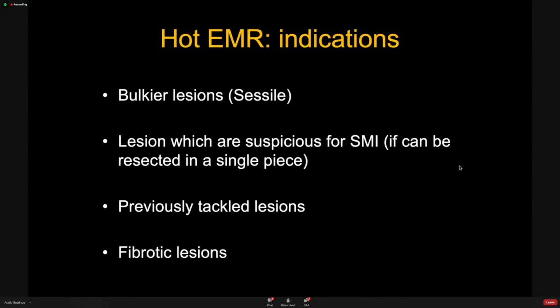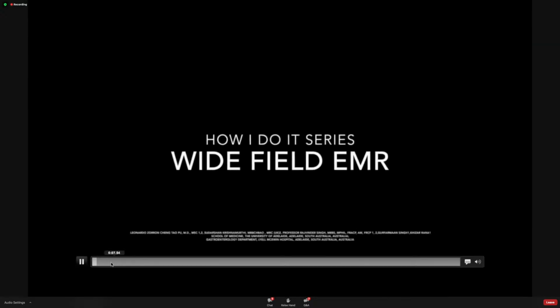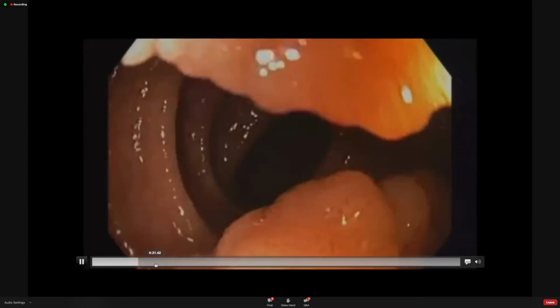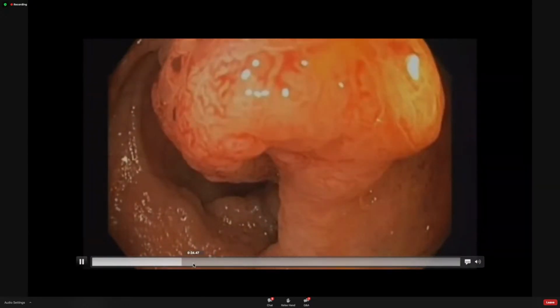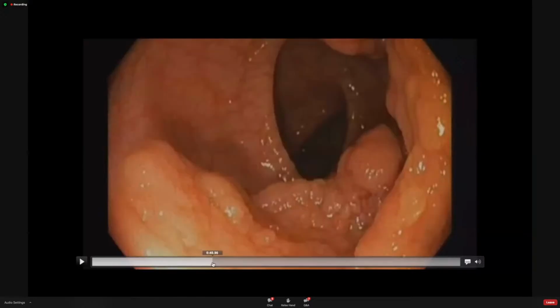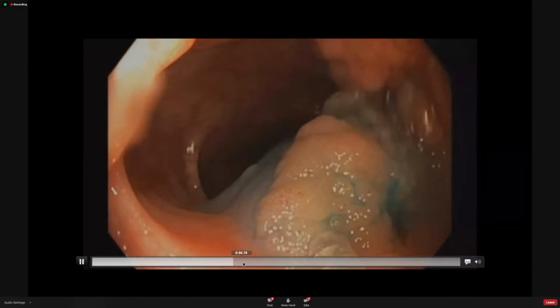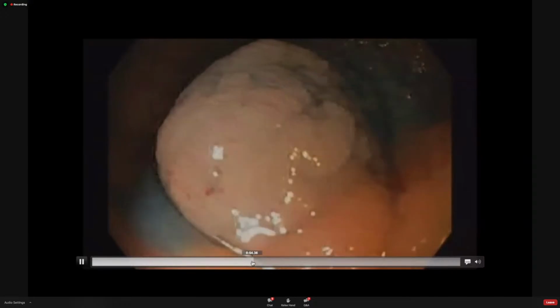I'll just quickly go through hot EMR, because these are important for bulkier sessile lesions which are suspicious for submucosal invasion, especially if we can resect in a single piece, like what Professor Kamamura showed earlier, and previously tackled lesions as well, and sometimes fibrotic lesions. So the technique is similar. Since it's a polypectomy talk, I'm just going to show you this lesion over a few folds, maybe 3 or 4 folds in the colon, which was deemed suitable for the hot EMR technique. We're slowly injecting and resecting in a sequential piecemeal fashion.